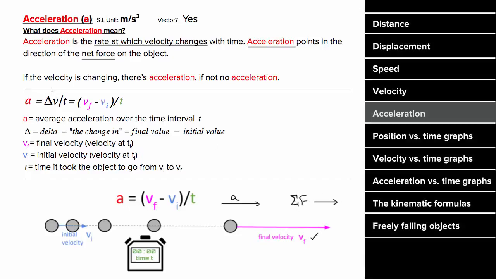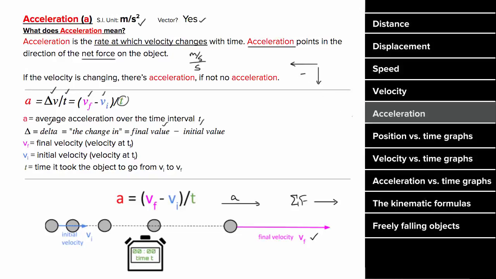The formula for acceleration is the change in velocity over the time it took for that velocity to change. Since delta means final minus initial, you could write this as the final velocity minus the initial velocity over the time it took for that velocity to change. The units of acceleration are meters per second squared, since acceleration is telling you how many meters per second the velocity is changing by per second. And acceleration is a vector, which means it can be negative if the acceleration points left or down. We typically consider that acceleration to have a negative value.